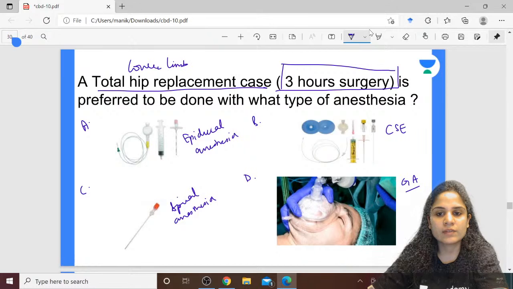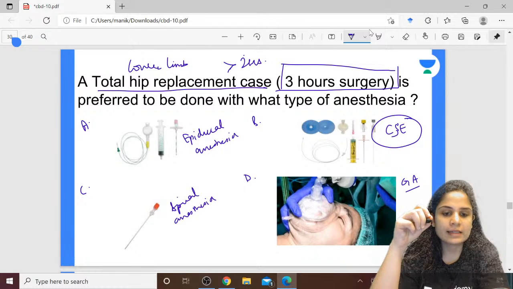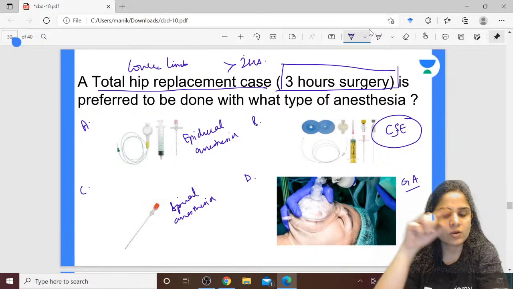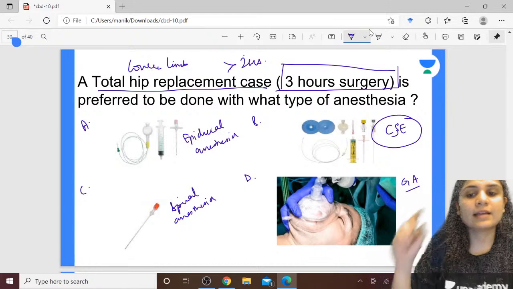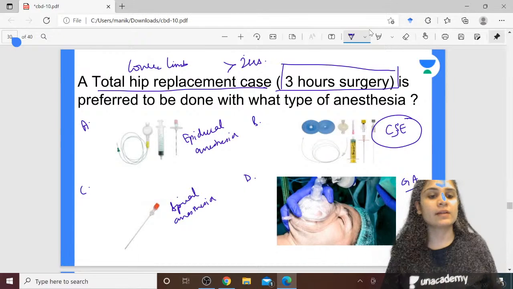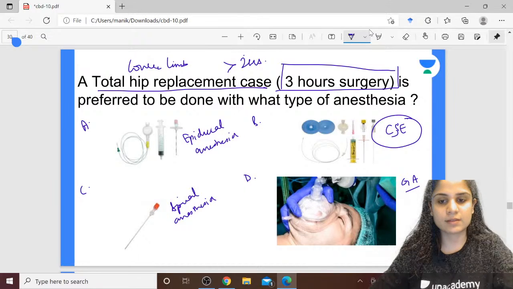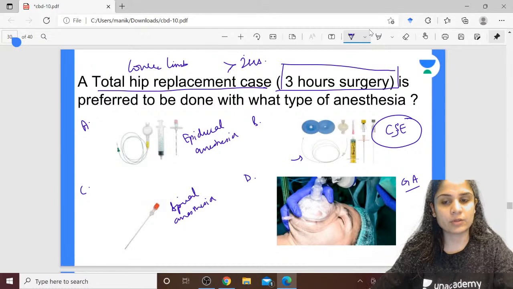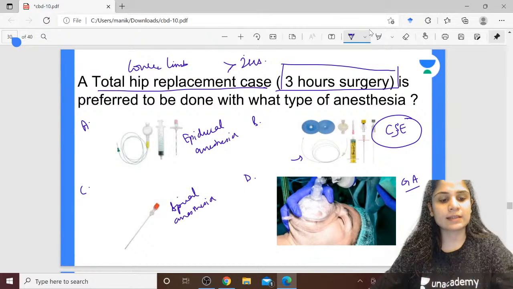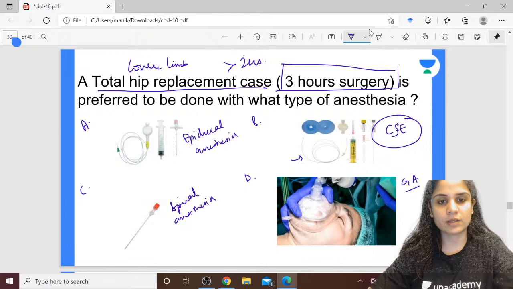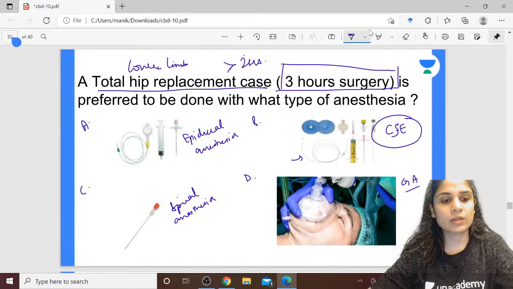Okay, so remember, in any lower limb case which is going to go on for more than 2 hours, we will give combined spinal epidural technique. First we will give the spinal anesthesia. The spinal action will last for 2 hours, and then to maintain the anesthesia, we will give top ups through the epidural catheter. This is your epidural catheter, which we place in the epidural space, and we give local anesthetic top ups to maintain the anesthesia. Okay, so any lower limb surgery lasting more than 2 hours, we will go for CSE.